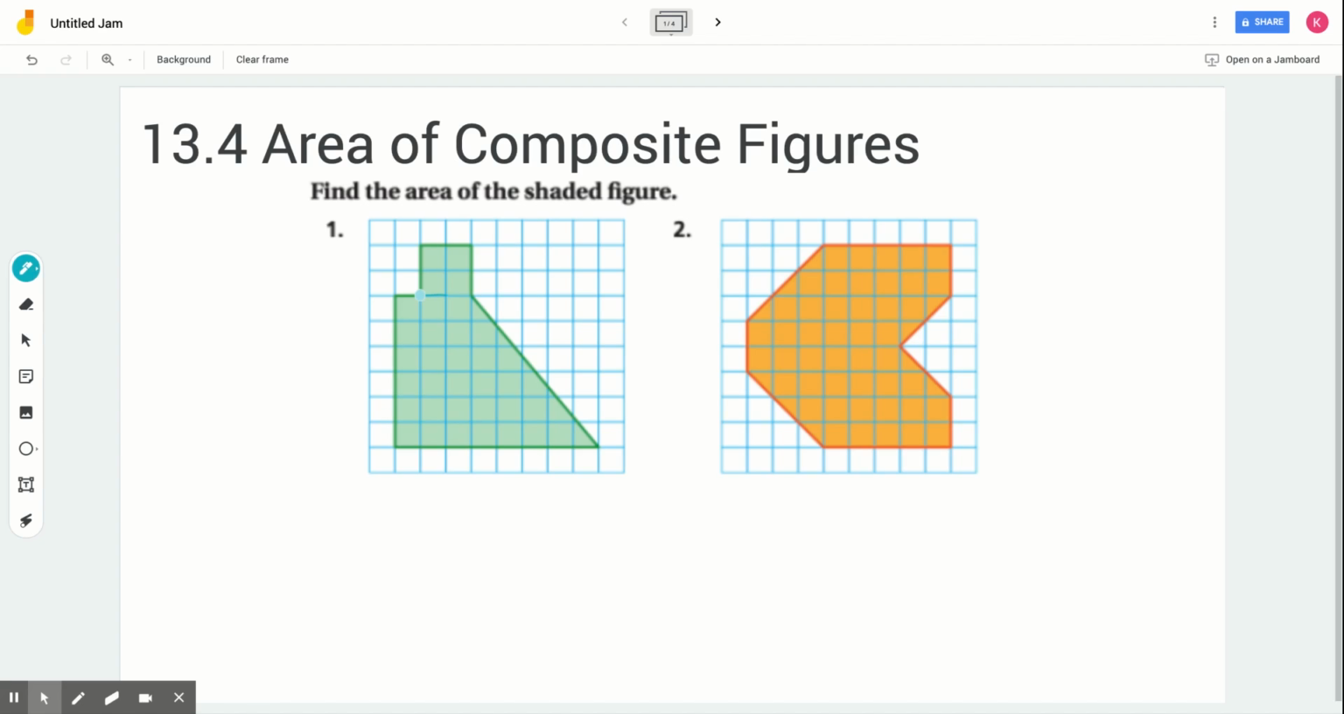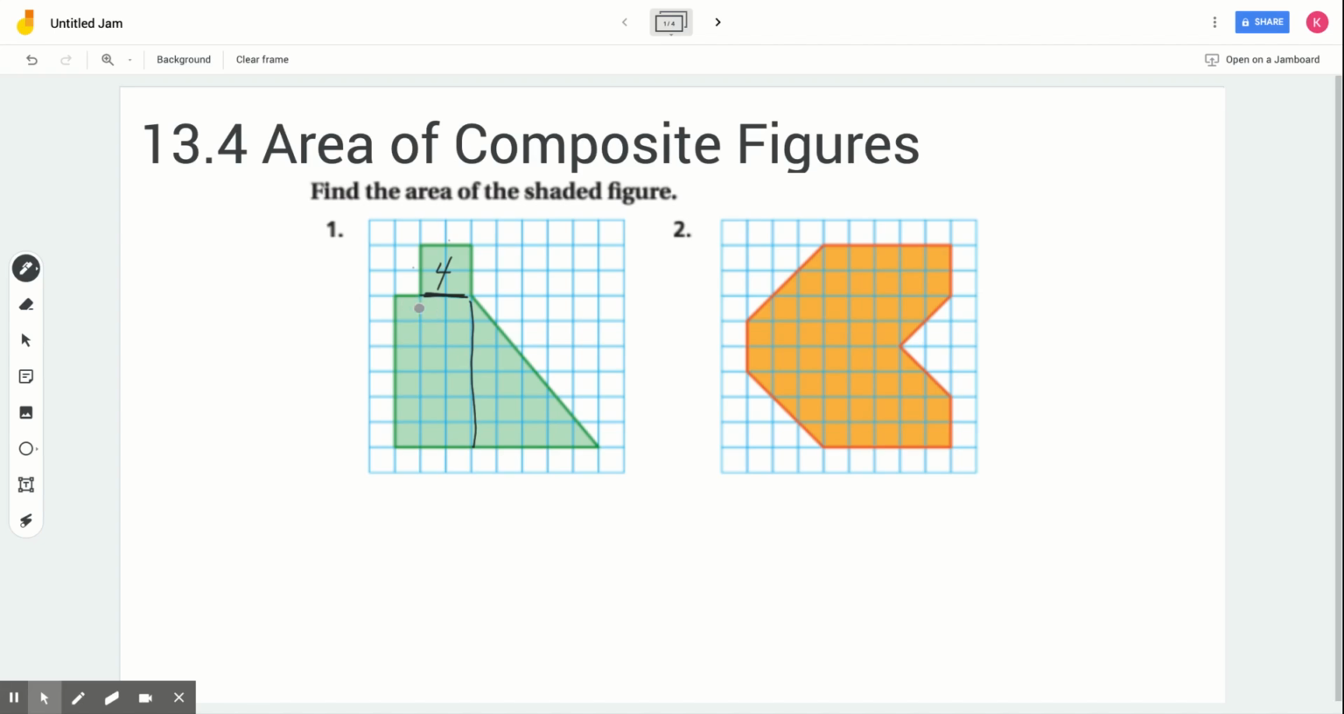So for instance, I see that this top box makes a square. This is a 2 by 2 square, and 2 times 2 is 4. We can see that 4 squares make up the area of this small square. Then I see that the bottom figure is either a trapezoid, which sometimes we forget what the formula can be, or I can split it up into a rectangle and a triangle.